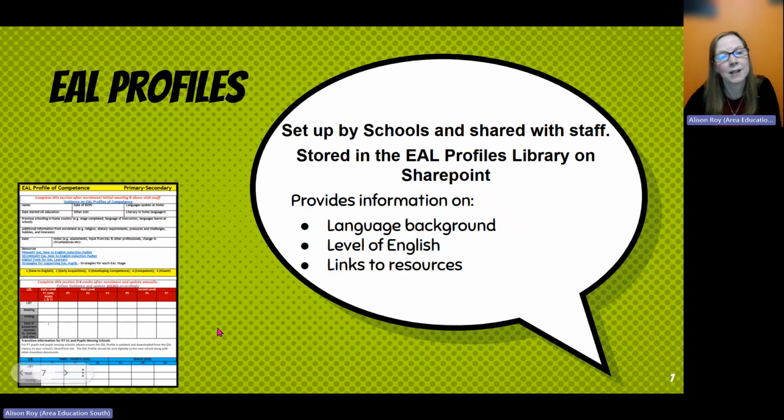So the EL profiles: all EL pupils should have an EL profile. These are now set up by schools and should be shared with staff. They're all stored in the EL profiles library on SharePoint. As you can see in the example there, it's a slightly new style of EL profile of competence, which takes pupils from primary right through to the end of secondary. It's all in the one document.